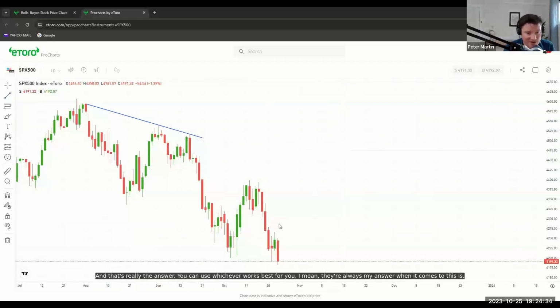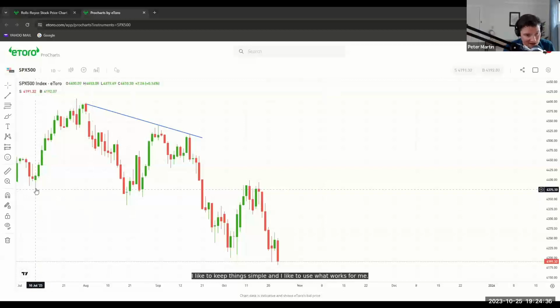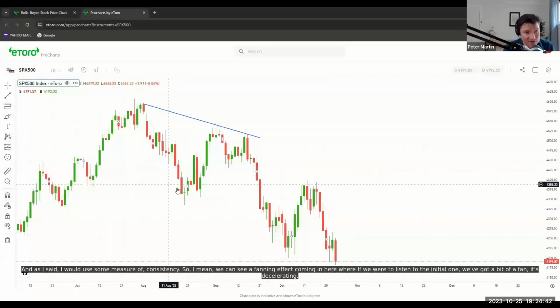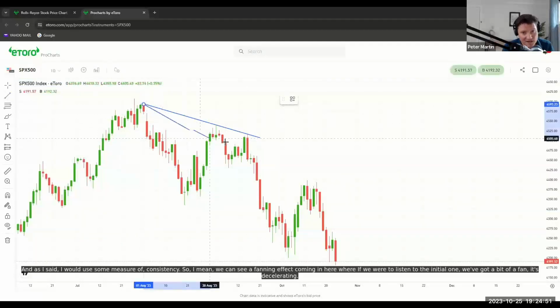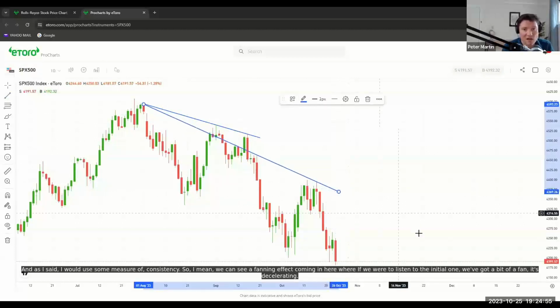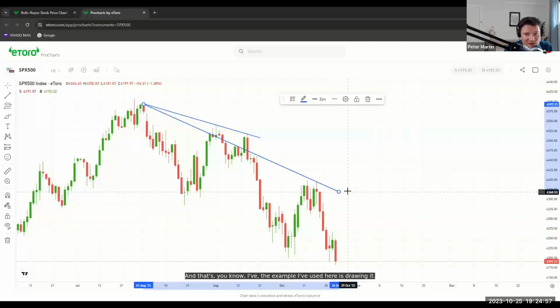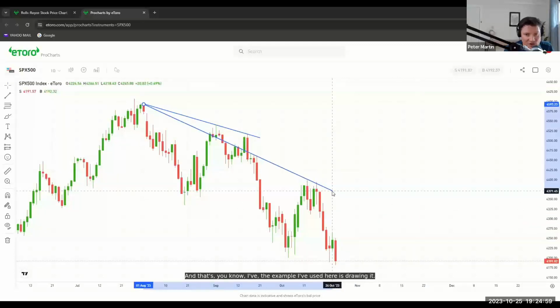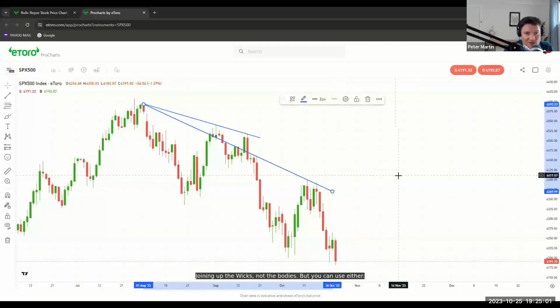My answer when it comes to this is always that I like to keep things simple, and I like to use what works for me. And as I said, I would use some measure of consistency. We can see a fanning effect coming in here, where if we were to listen to that initial one, we've got a bit of a fan, it's decelerating. The example I've used here is joining up the wicks, not the bodies, but you can use either.